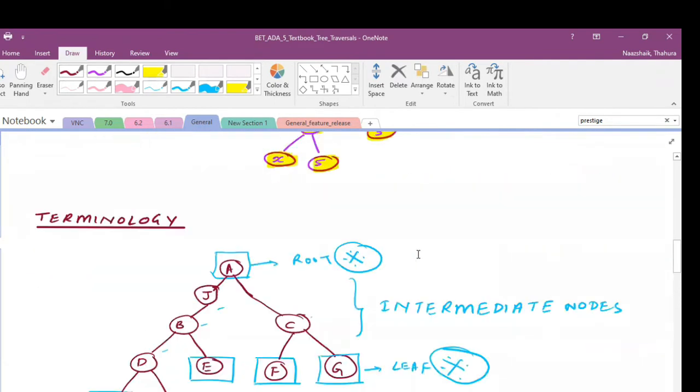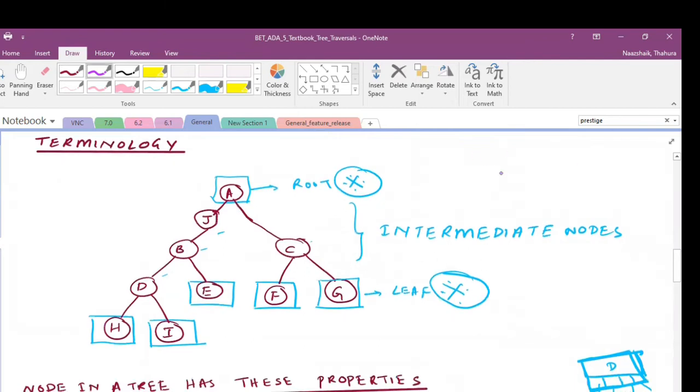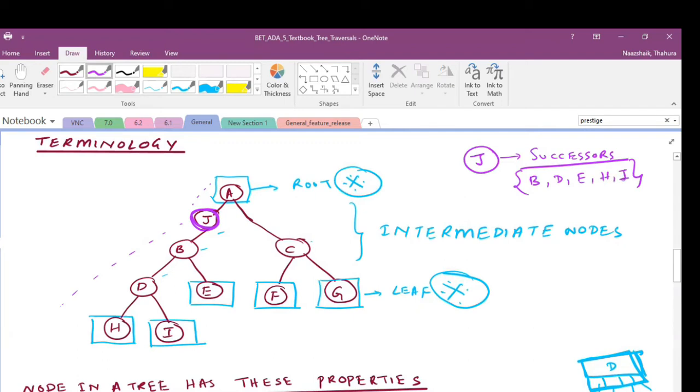Okay, let's ask some more questions here. We'll just look at this and tell me, J, okay? Tell me who are the successors of J? Successors of J means all its children. Successors means downwards. Predecessor of J means it will be upwards. So who are all the successors of J? The successors of J will be B, H, and I.